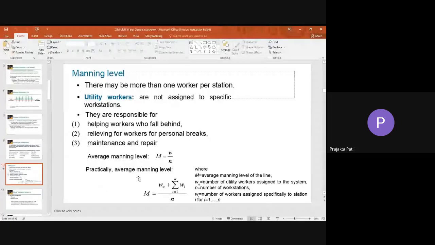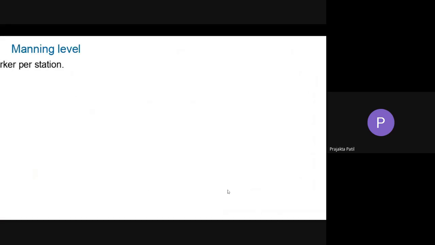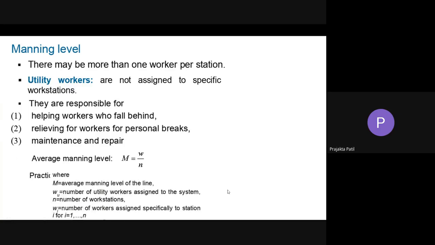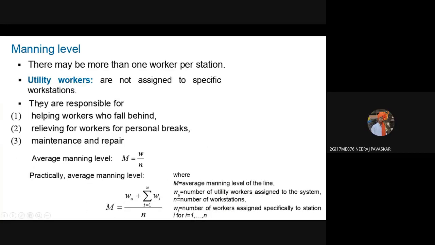Okay. So we were discussing the manning level, and I hope you all have written down these equations. Now let us understand what these utility workers are, because you can see in this equation, is the slide visible? Yes, ma'am. So who are the utility workers basically? In this equation we have W subscript U as the number of utility workers who are assigned to the system. So let's understand who these utility workers are.